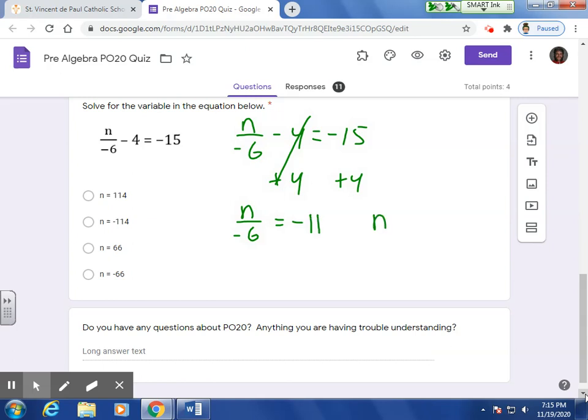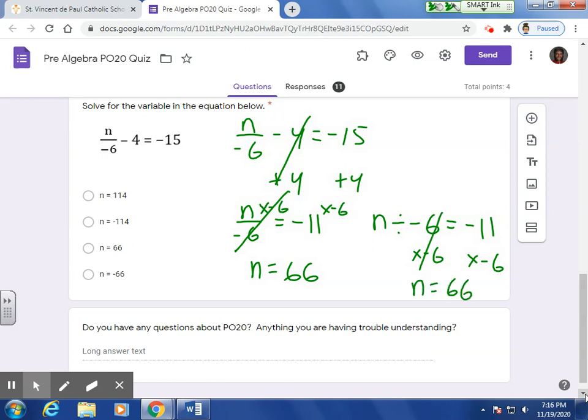And again, write it out horizontally. Okay? Whatever helps you remember that you are going to be multiplying by a negative 6. Why? Because we are dividing by negative 6, and multiplication is the opposite of that. So times negative 6 times negative 6. Either way, they cancel out, and negative 11 times negative 6 is positive 66, which was option number 3.